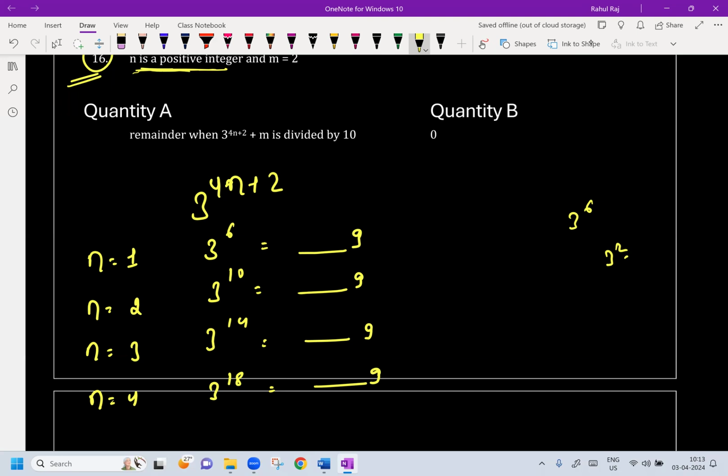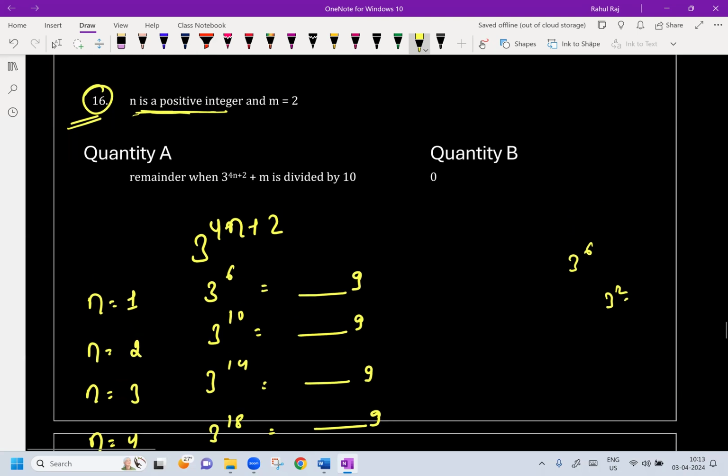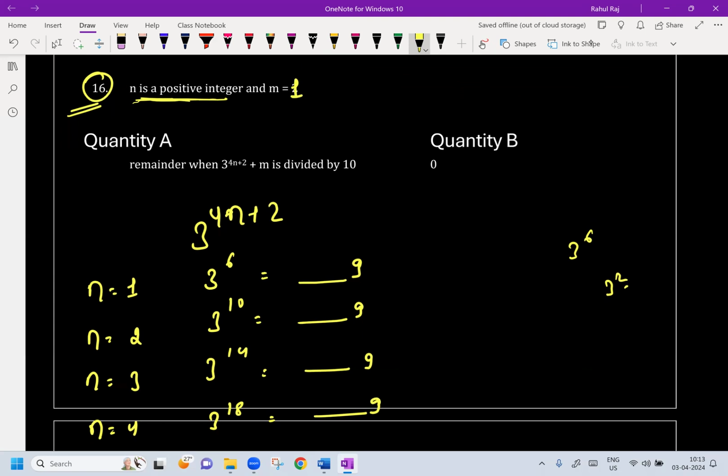After the fourth power, yes, because it's 6, 10, 14, 18. Now imagine m is equal to 1 right now. The questions can be framed in this way also, and I'll come with m equal to 2 also. So now, Alexa, this is the digit plus m, and m is 1 over here, imagine.